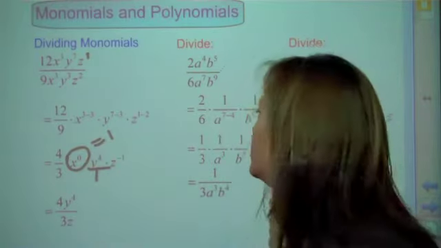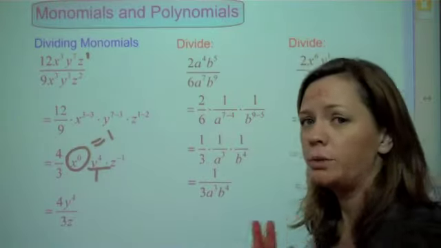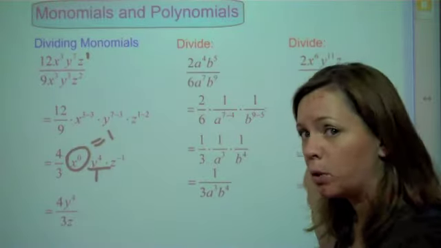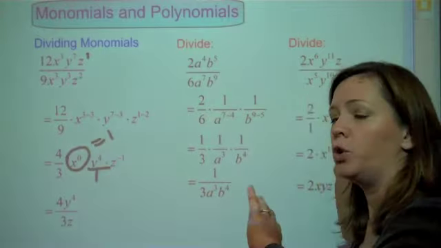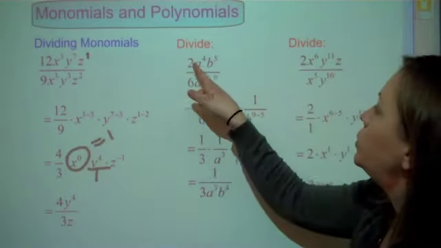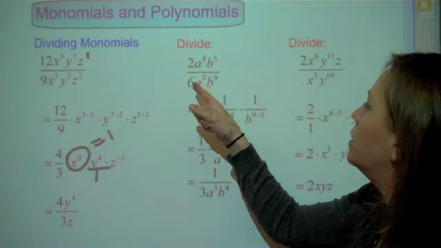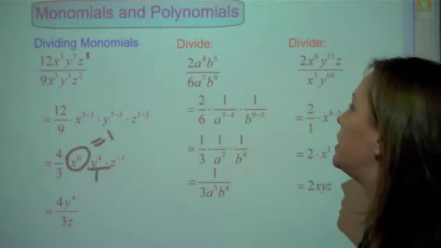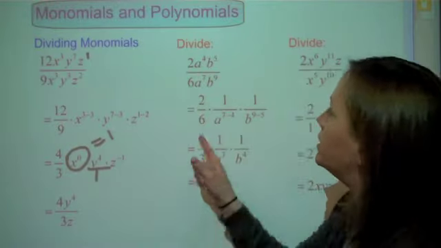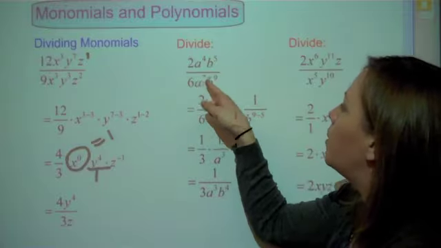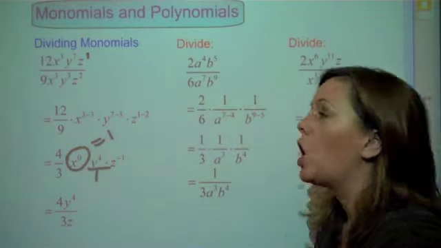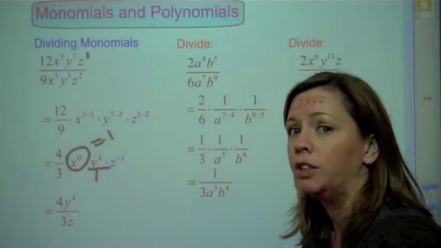Let's take a look at another example. And here's another way you can think about how to subtract your exponents, thinking about where your bigger exponents are. So we have 2a to the 4th, b to the 5th, divided by 6a to the 7th, b to the 9th. Now I'm looking at this and I realize, wait a minute, both of the exponents in the denominator are bigger than the exponents in the numerator.